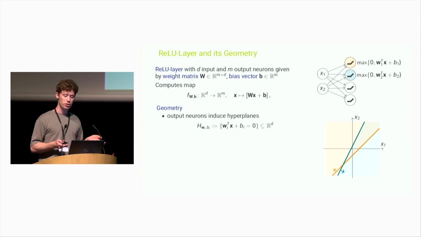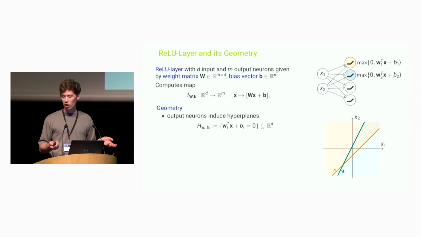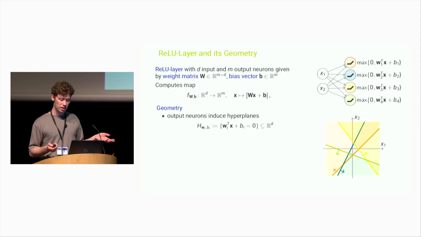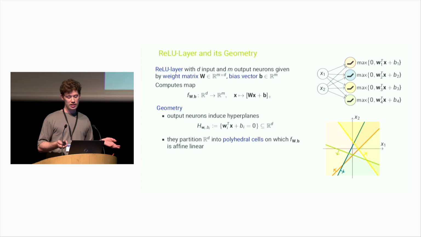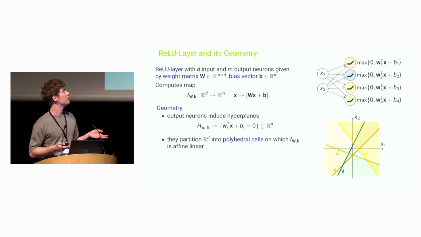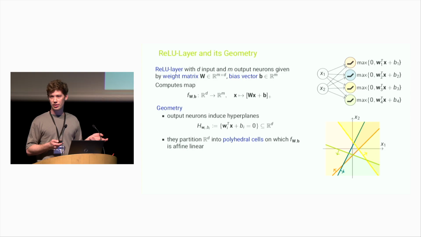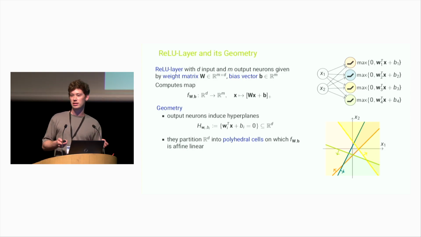And then we have, of course, such a hyperplane for every output neuron. So what we obtain in total is a hyperplane arrangement that subdivides the input space into polyhedral cells, such that the function computed by the layer is affine linear on each of these cells.